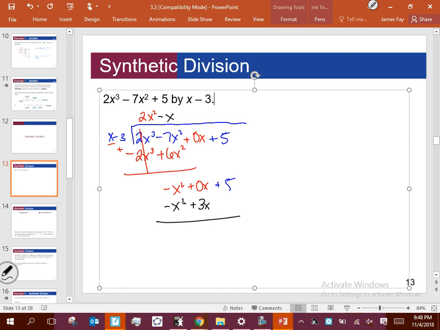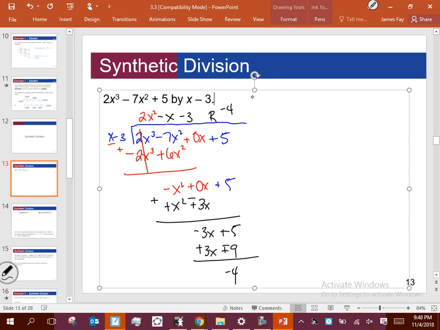But now we negate and add straight down. So it gives me negative 3x. Bring my 5 down. Now I need a negative 3 here. Multiply negative 3 by negative 3x to be positive 9. Negate, add straight down. So now I get negative 4 as my remainder.